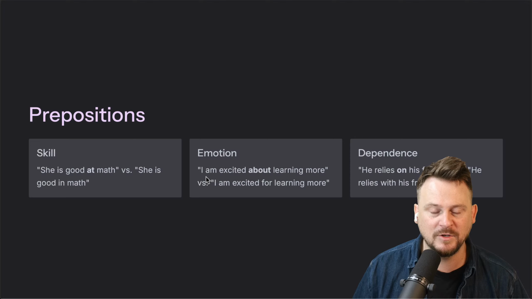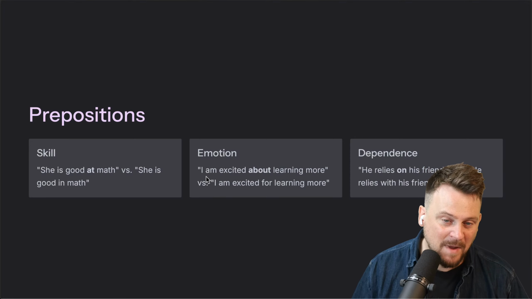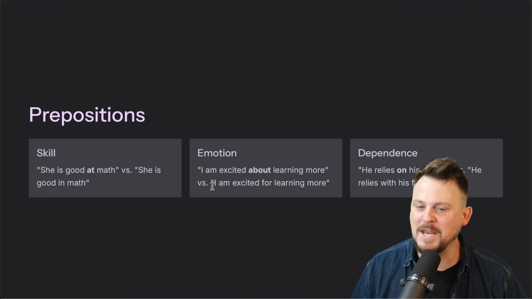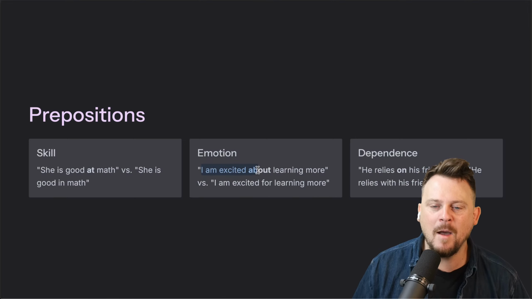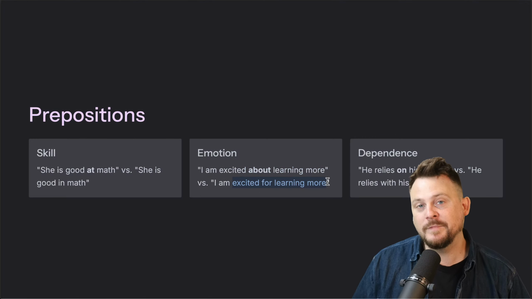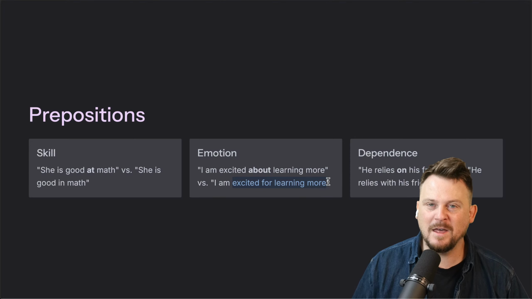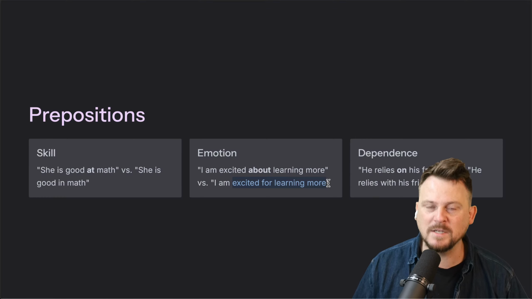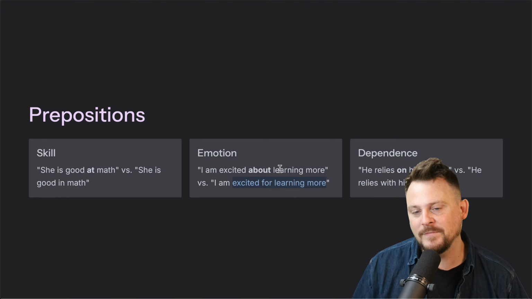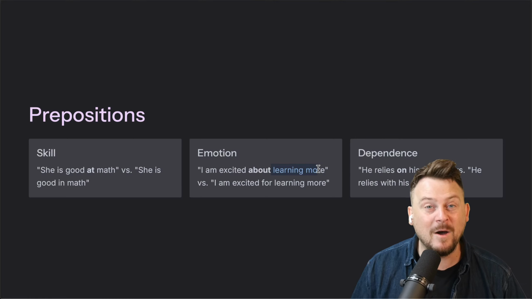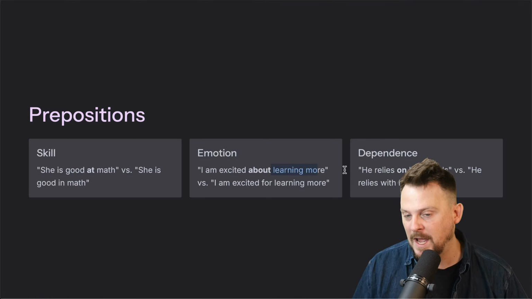She is good at math. She is good in math. Why is it good at math versus good in math? I don't know. It just is. Again, I don't know why. I am excited about learning more. I am excited for learning more. Well, excited for would be a thing that's going to happen. I'm excited for your birthday party. That would be correct. I'm excited for your birthday party. But then suddenly, if it's an activity, right, and it's an ing verb about learning more. Why? I don't know.